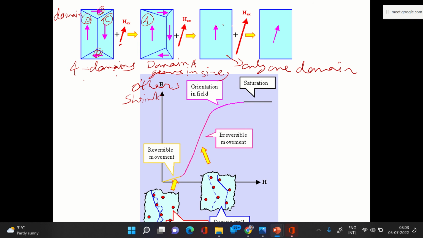spins pointing slightly away from the applied field, making a certain angle with it, so it will undergo rotation to align. So once we have achieved this single domain, it will undergo rotation. So it is rotation that occurs.